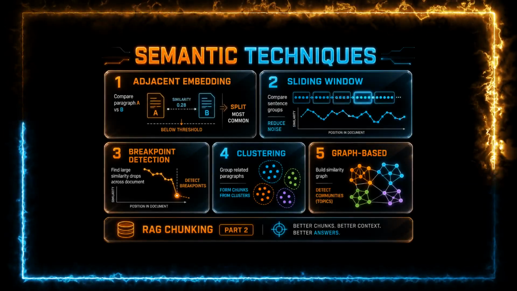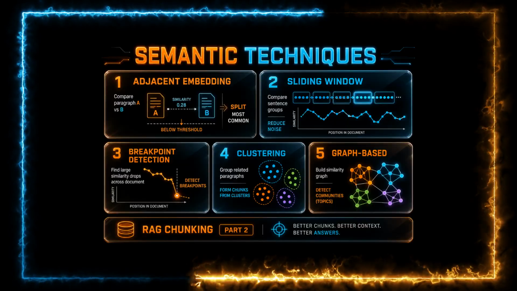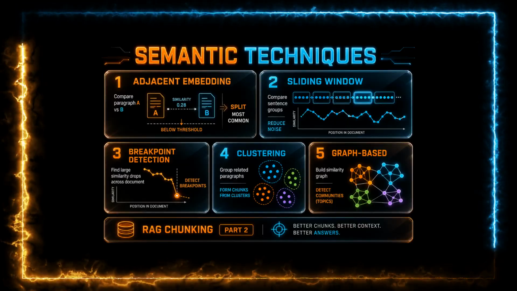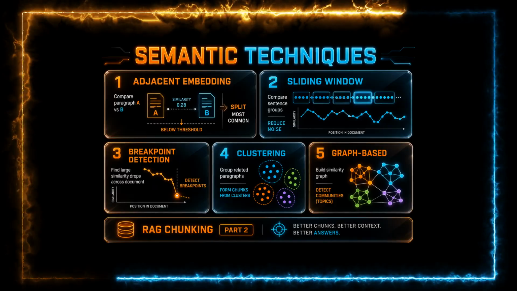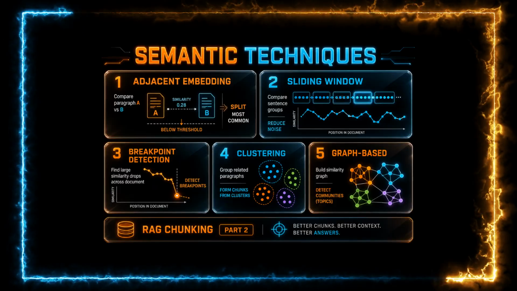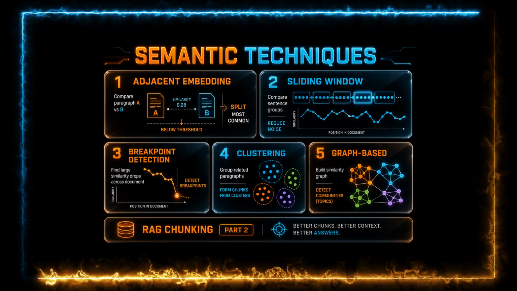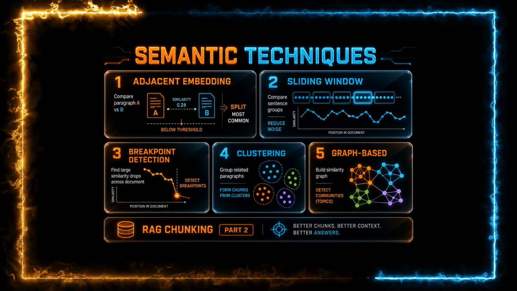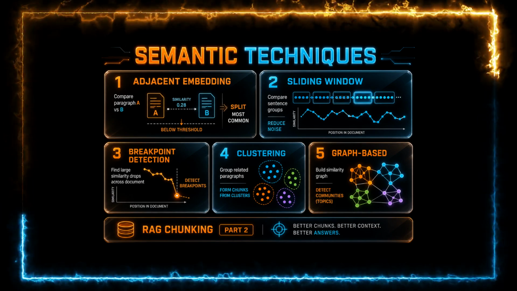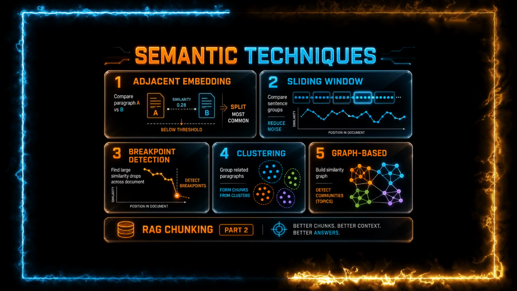Common methods used: adjacent embedding comparison, most common. Compare paragraph A versus paragraph B. If similarity falls below a threshold, then split. Sliding window similarity. Compare groups of sentences instead of individual sentences to reduce noise.